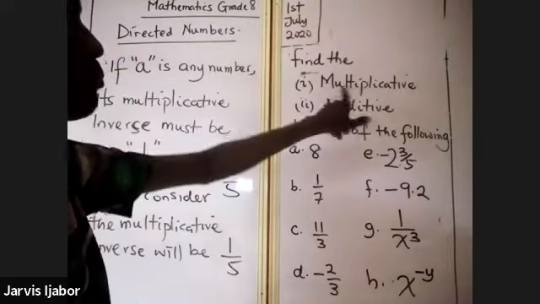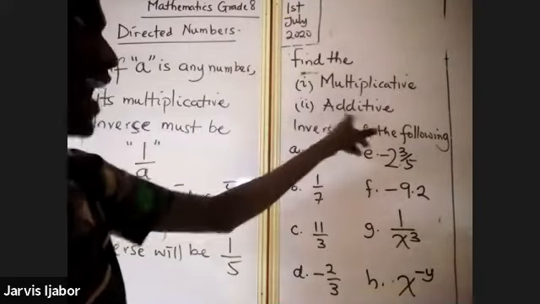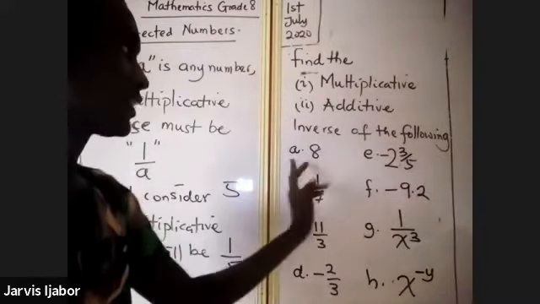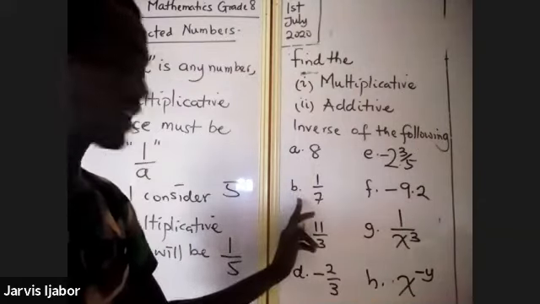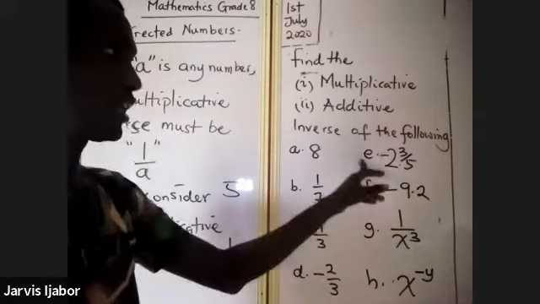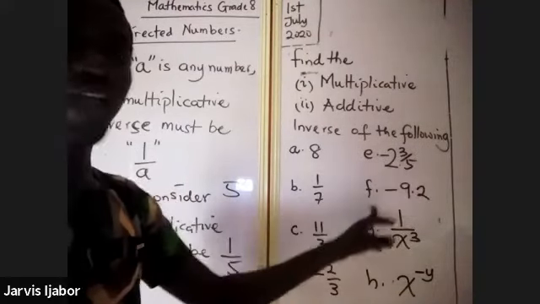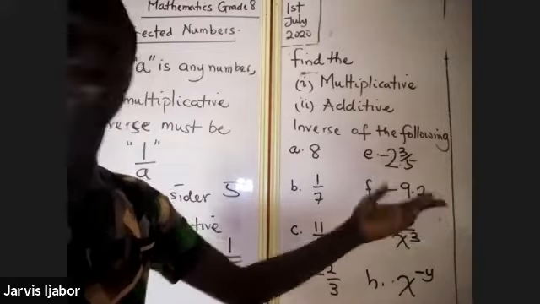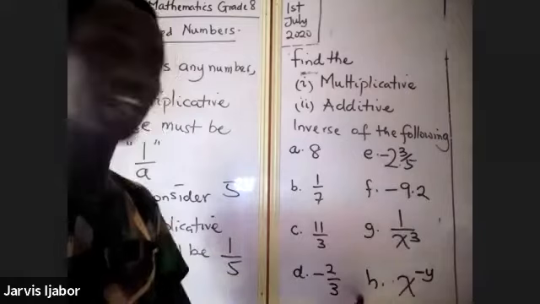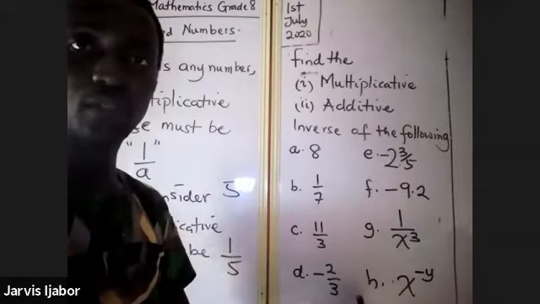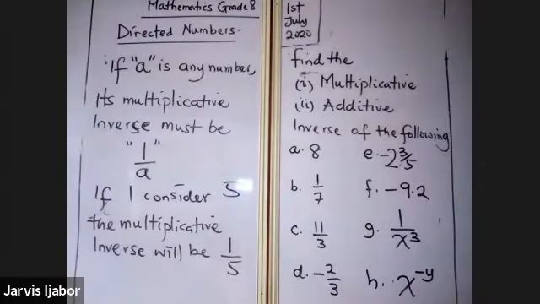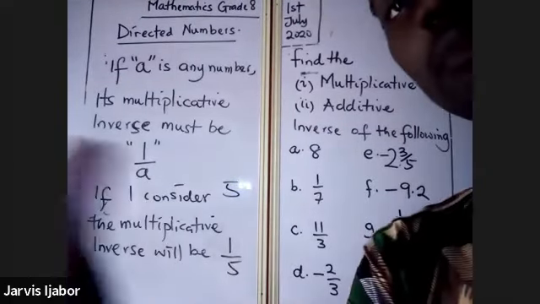Okay, so given on the board is an exercise for us to try. It says find the multiplicative and additive inverse of the following. A is 8, B is 1 over 7, C is 11 over 3, D is minus 2 over 3, E is minus 2, 3 over 5, F is negative 9.2, G is 1 over x raised to the power of 3, and H is x raised to the power of minus y. So let's do that.